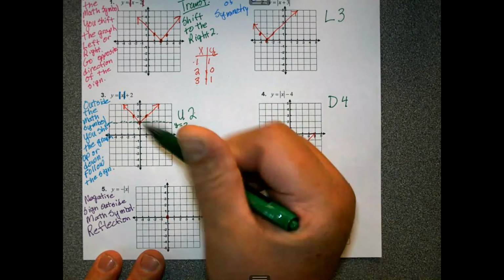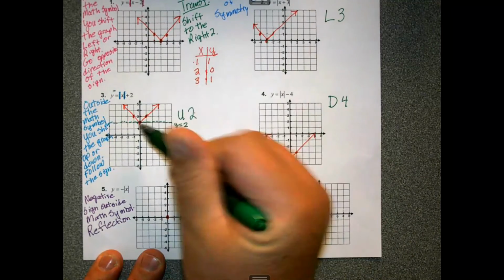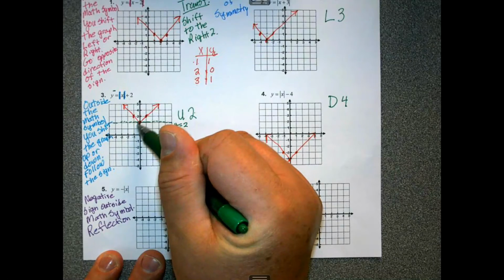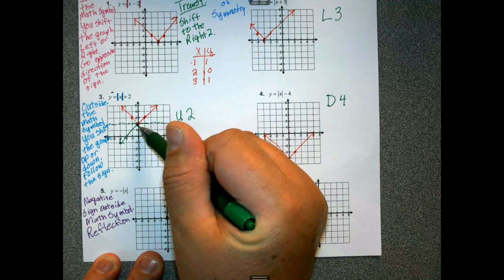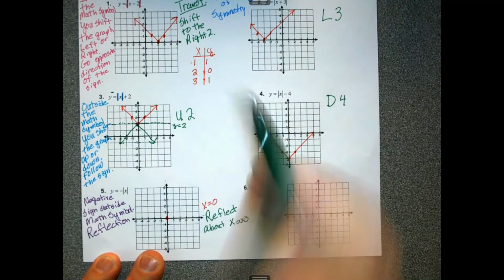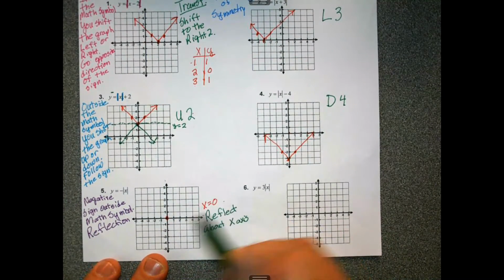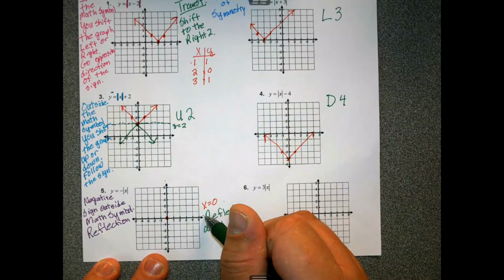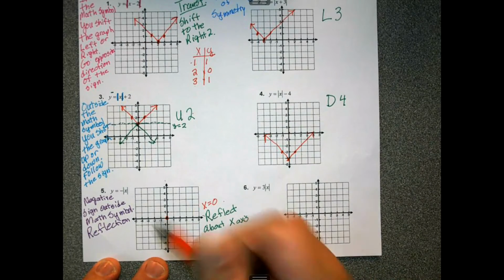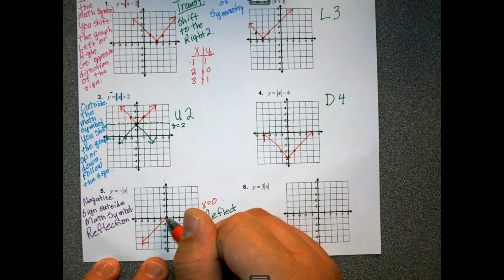Nope. If we had a minus sign there, you would just reflect about that y equal 2 line. Okay. Here we're going to reflect about the y equals 0 line because our vertex is at x equals 0. So we're going to have to reflect about the x-axis.